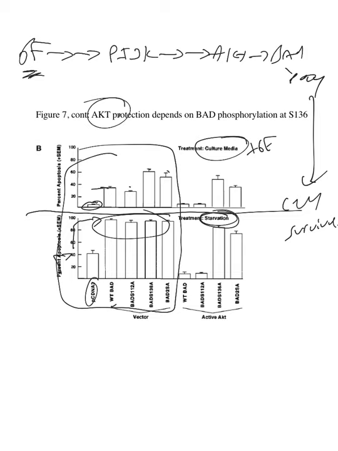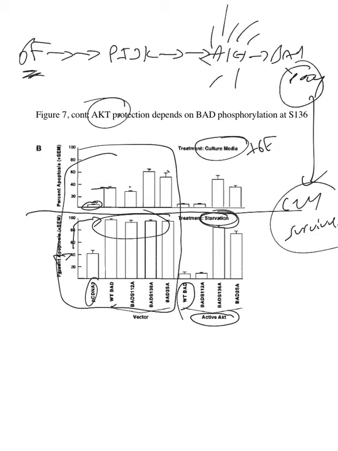So what's different? Why are they even showing these data again? Well, they want to compare it directly to what happens if you co-transfect constitutively active AKT along with wild-type bad. Now here's where it gets really cool. Remember, if we put in active AKT, it can directly phosphorylate bad and lead to cell survival, even in the absence of any of the upstream components of the pathway.